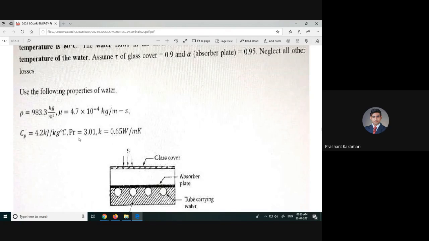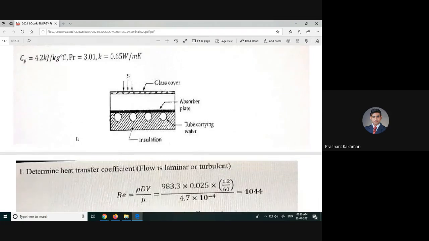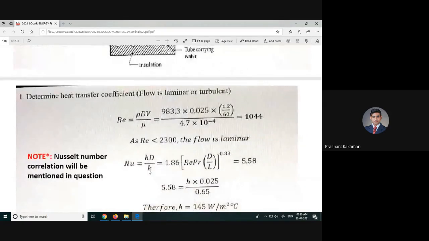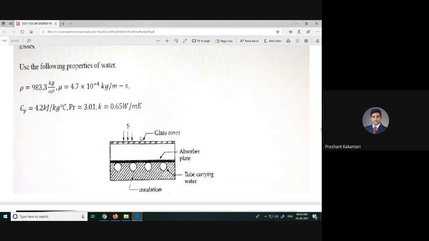Then the Prandtl number is needed for the Nusselt number. To find the Nusselt number, we need the hd by k value. Here it is given as hd by k for the Nusselt number. And how we decide the Nusselt number is by the Reynolds number.